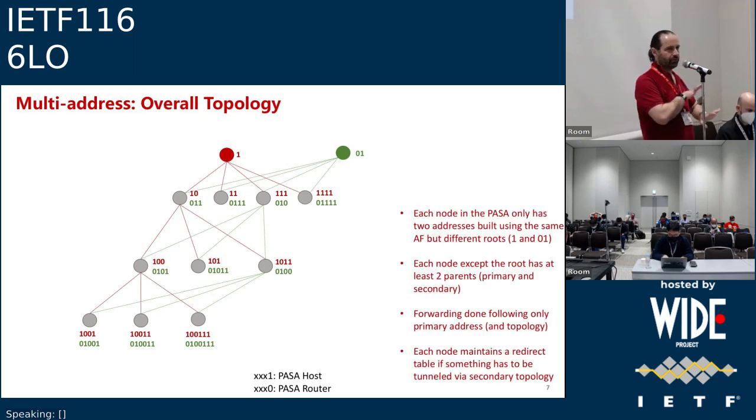And this is the vision if you overlap the two topologies. Each and every node has two addresses, the red one and the green one. So you can use one or the other.